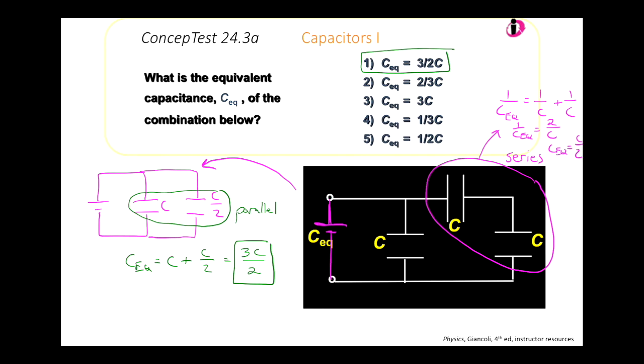So the 2 on the right are in series. One occurs right after the other one. So we combine them using the reciprocal thingy. So you get C over 2 for the equivalent capacitance of just those 2.